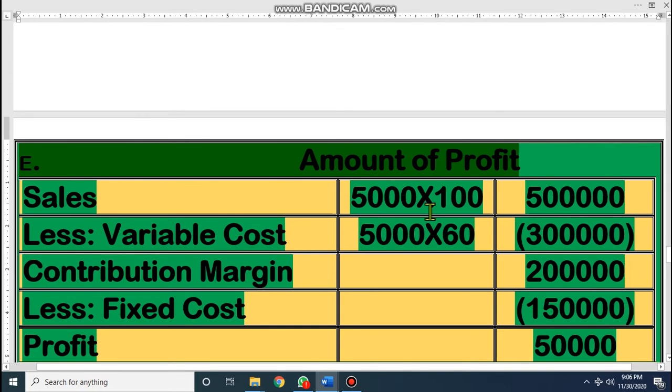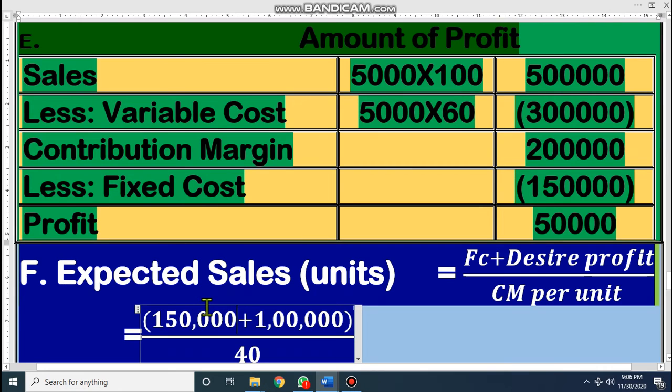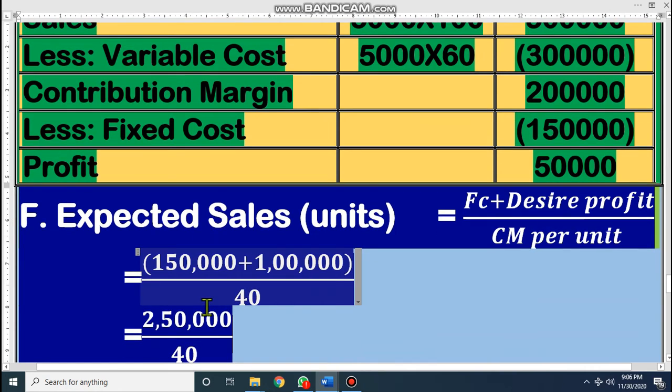Sales is 5,000 into 100, total sales 5 lakh taka. Earlier we have calculated variable cost, it is 3 lakh taka, and contribution margin is 5 lakh minus 3 lakh, it is 2 lakh. Then we have to subtract fixed cost, that means sales minus variable cost is called contribution. Then from contribution we subtract fixed cost, then that will be profit. So dear student, here profit is 50,000. I hope all of you understand. If you have any confusion, inshallah you can ask me anytime.